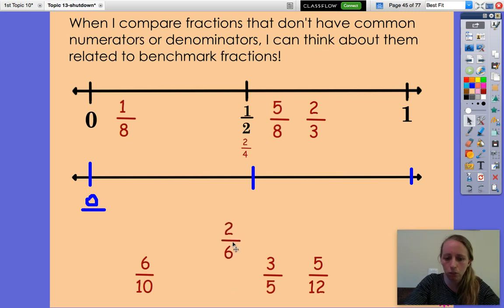All right, what about 2/6? Now 2/6, we know 6/6 would be here at 1. 0/6 would be down here.